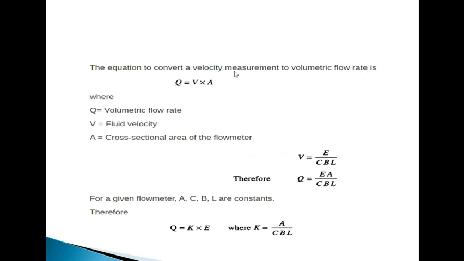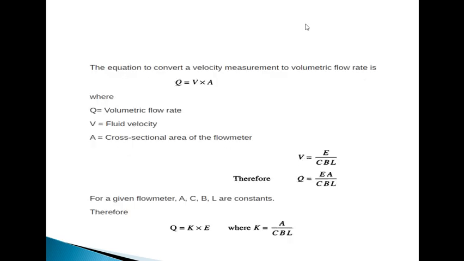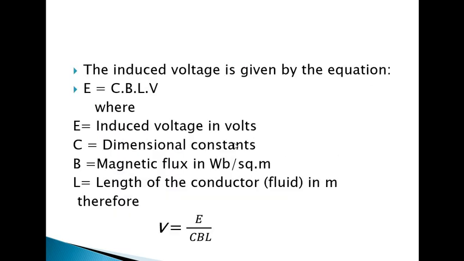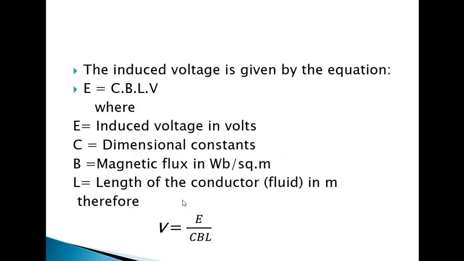So this velocity must be converted into what? Volumetric flow rate, and that is given by Q = V × A. V is the fluid velocity, Q is the volumetric flow rate, and A is the cross sectional area of the flow meter. By the formula we saw earlier, V = E divided by CBL. If you put this in the above equation, we get the volumetric flow rate Q = EA divided by CBL.